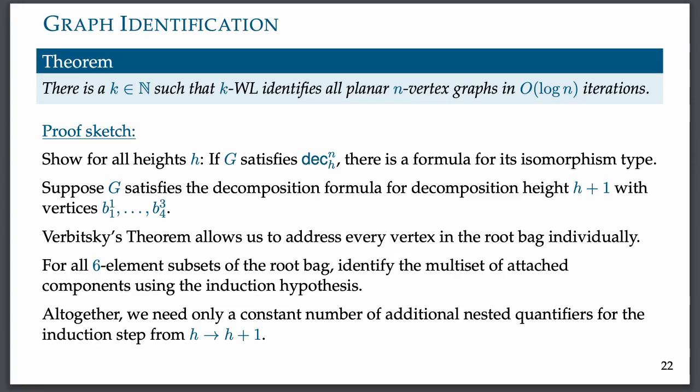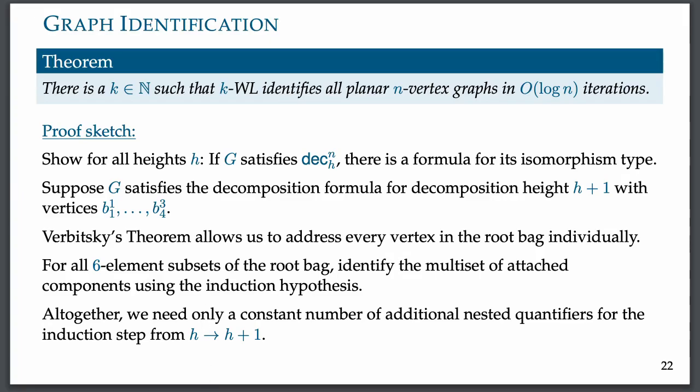To see this, we exploit the vertex identifying formulas from Verbitsky's theorem. Once we have used the formula that describes the graph attached to one such 6-element subset, we can entirely forget about the set and reuse the 6 free variables for the next 6-element subset, because we have the vertex identifying formulas anyway, so we don't have to remember them. We can just always address them with their formula when we need them. And hence the new 6 variables do not occur nested with the previous 6, and this gives us that in the induction step we only have a constant number of additional nested quantifiers.